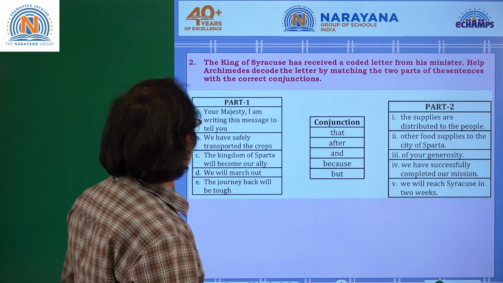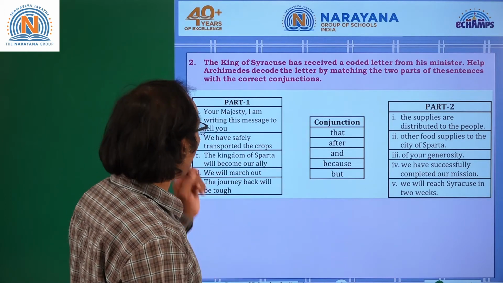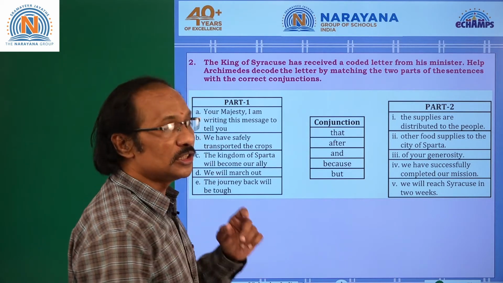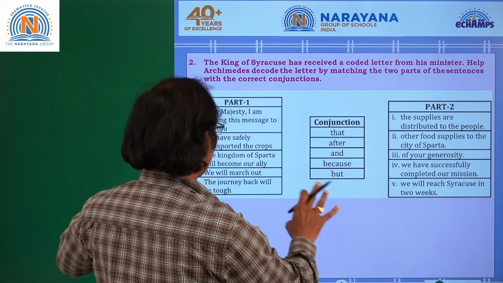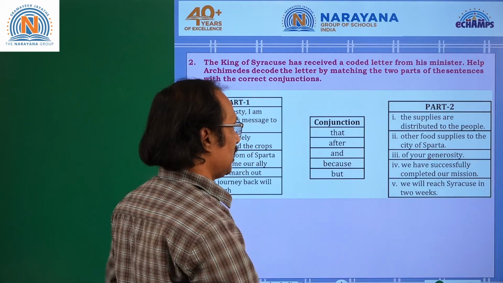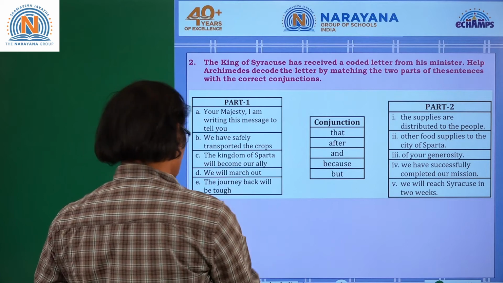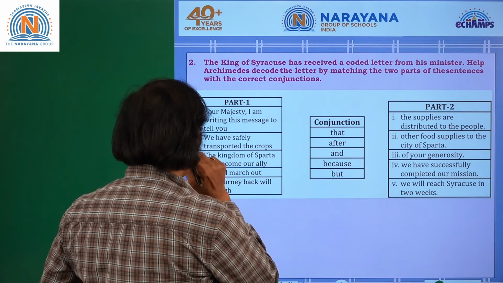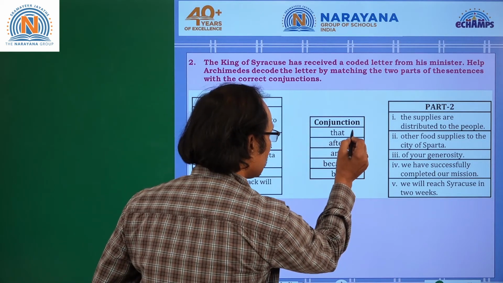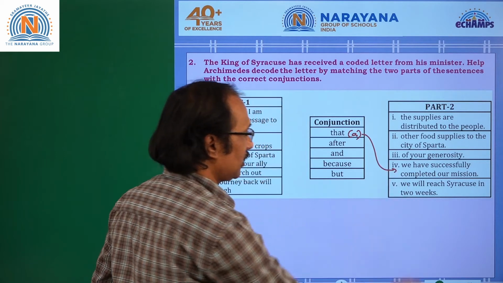The second question. The king of Syracuse has received a coded letter from his minister. Help Archimedes decode the letter by matching the two parts of the sentences with the correct conjunctions. Two parts are given here. One part is the first sentence, second part is the second part of the sentence, and we are going to combine using the conjunction. First one, Your Majesty, I am writing this message to tell you that we have successfully completed our mission.